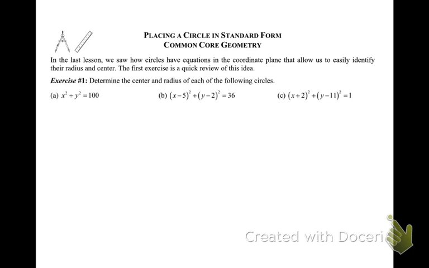Okay, so from yesterday's lesson you should see that the center of letter A is 0, 0, because it's x squared plus y squared, and the radius is 10. The square root of 100 is 10. Letter B, you should have had 5, positive 2 as your center, and a radius of 6. Square root of 36 is 6. And letter C, your center should be negative 2, positive 11, and your radius is the square root of 1, which should be 1. So that was what we learned yesterday.